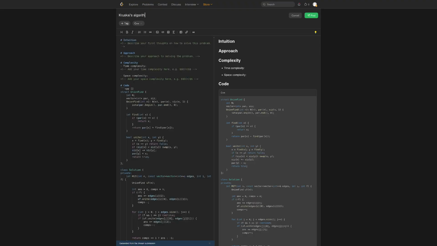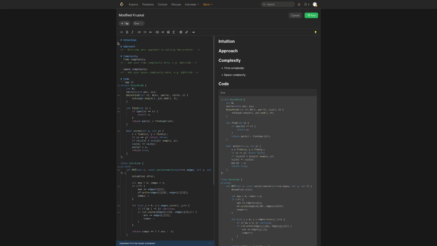Kruskal's algorithm, or let's do modified Kruskal. Let's finish this so I can eat and then go. It takes so much time to do this problem every day. It's ridiculous, bro. Even some of the mediums I was struggling.